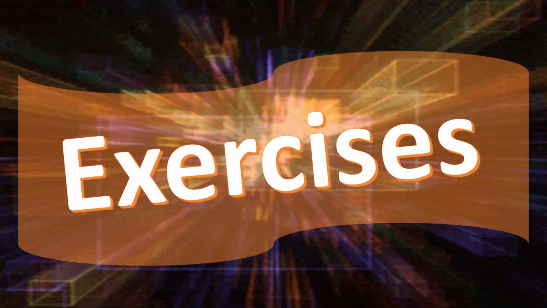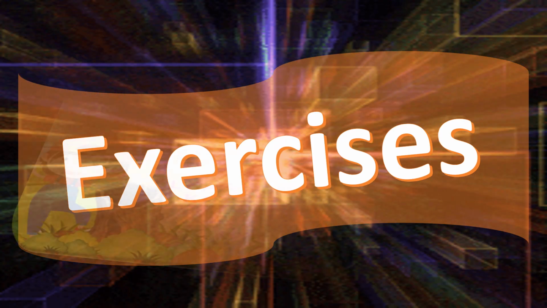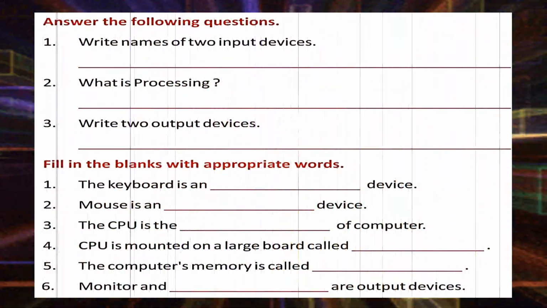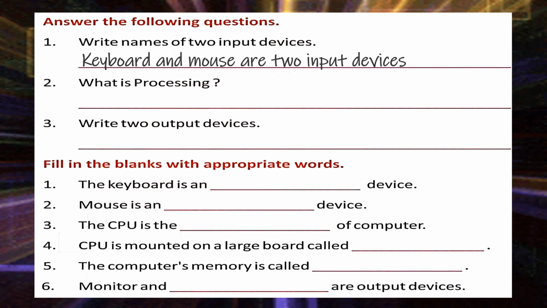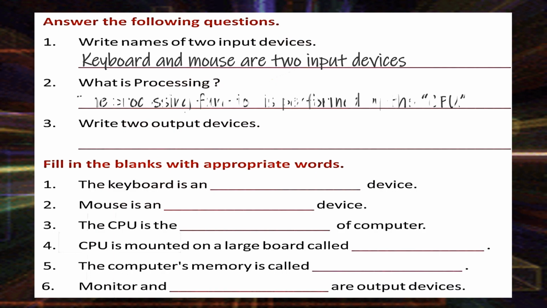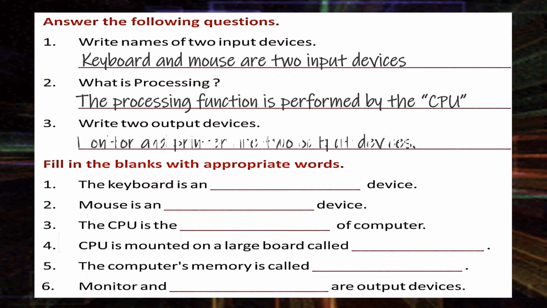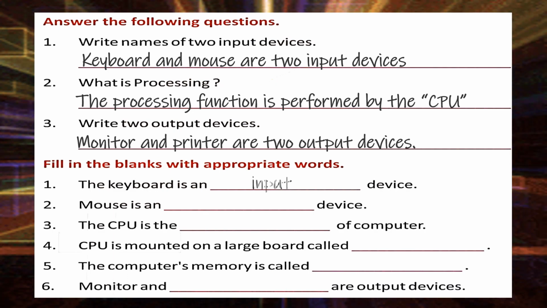Now I'm through with my chapter. Let's do some exercises here. Answer the following questions. Write the names of two input devices. Keyboard and mouse are the two input devices. What is processing? The processing function is performed by the CPU. Write two output devices. Monitor and printer are two output devices.